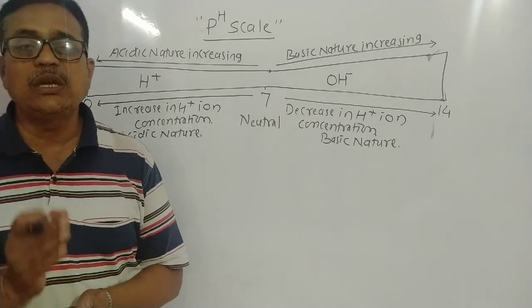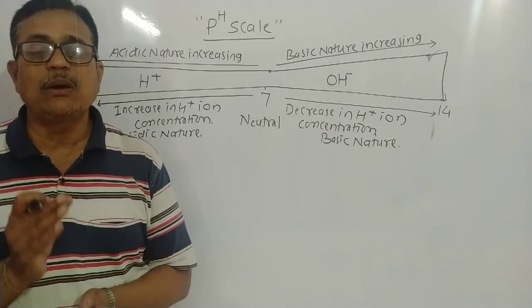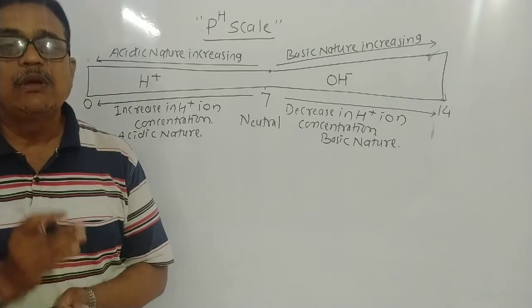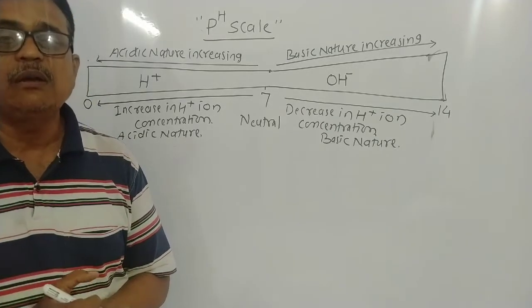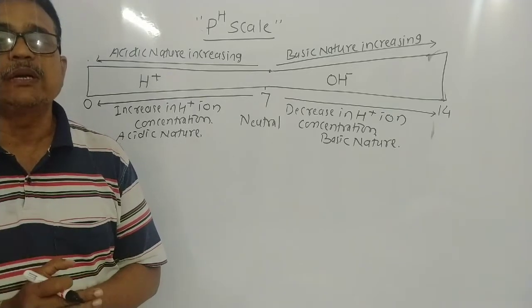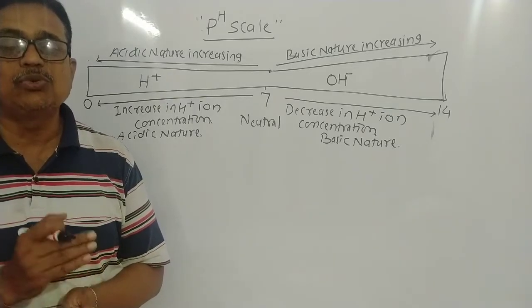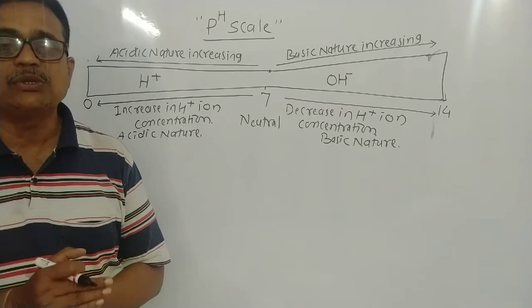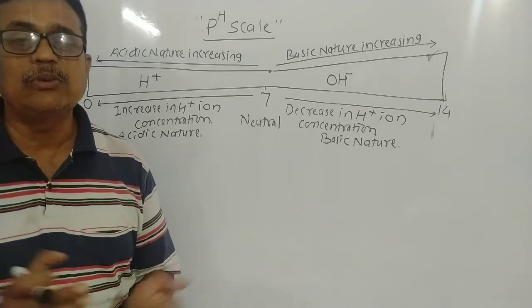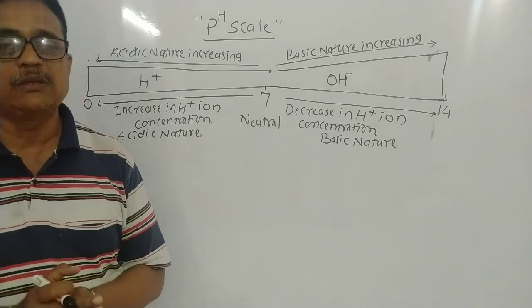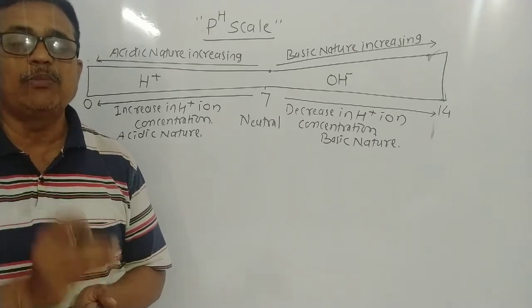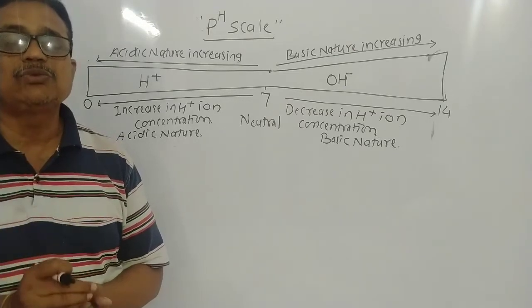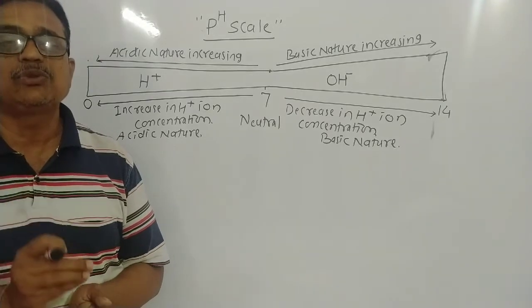Dear student, in HCl, H2SO4 and HNO3, hydrogen is the main component. But in the bases KOH, NaOH and Ca(OH)2, OH is the main component of the base. The H positive ion is called a hydrogen ion and the OH negative ion is called a hydroxyl ion. In this way, what is the role of this pH scale?